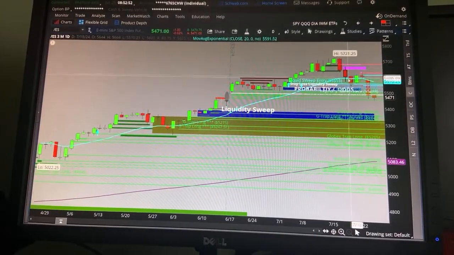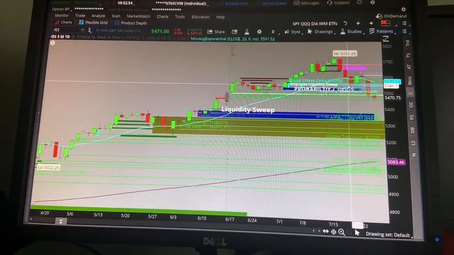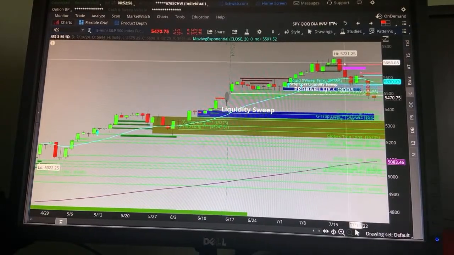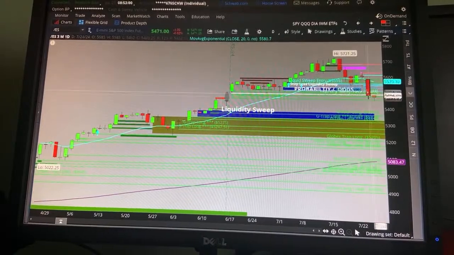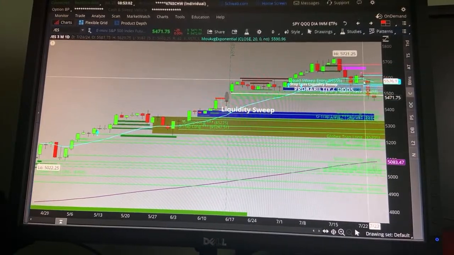So this was the pullback that we had on dailies last week. Then we attempted to make an equal to our new high, nowhere close to it, and then we finally have a quick new low here. So the daily structure is starting to change just a little bit.